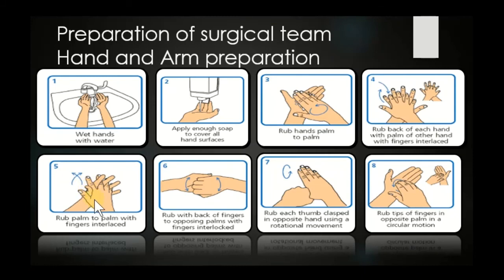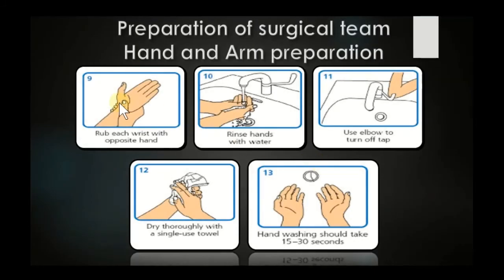And also we need to rub the palms of the hands one to another, and then in between the fingers, and then this is finger interlocking. Then we need to rub the base of the thumb of each hand, and then we clean the fingertips by using a circular motion. And importantly, we need to rub also the wrist.